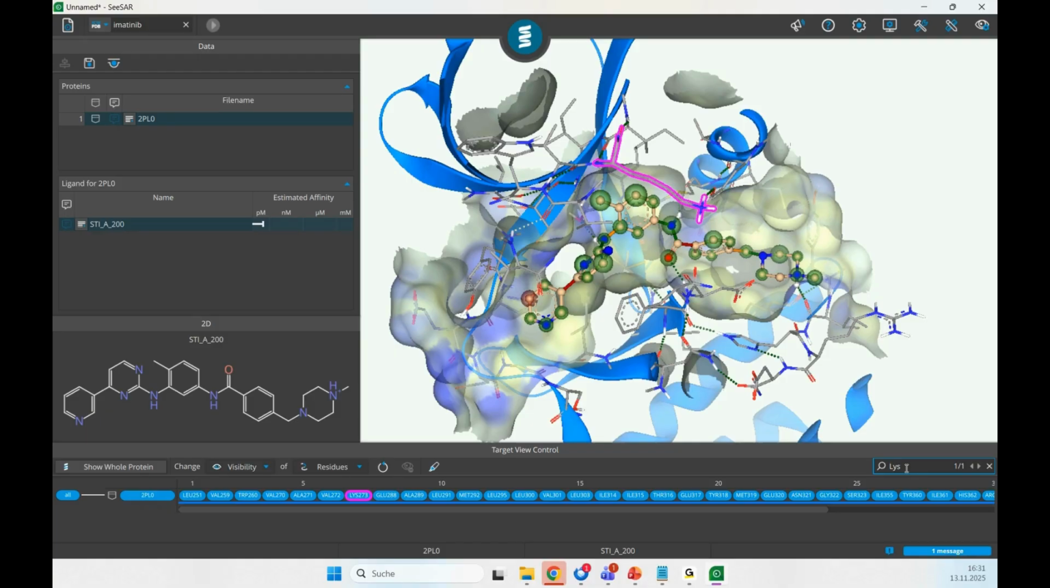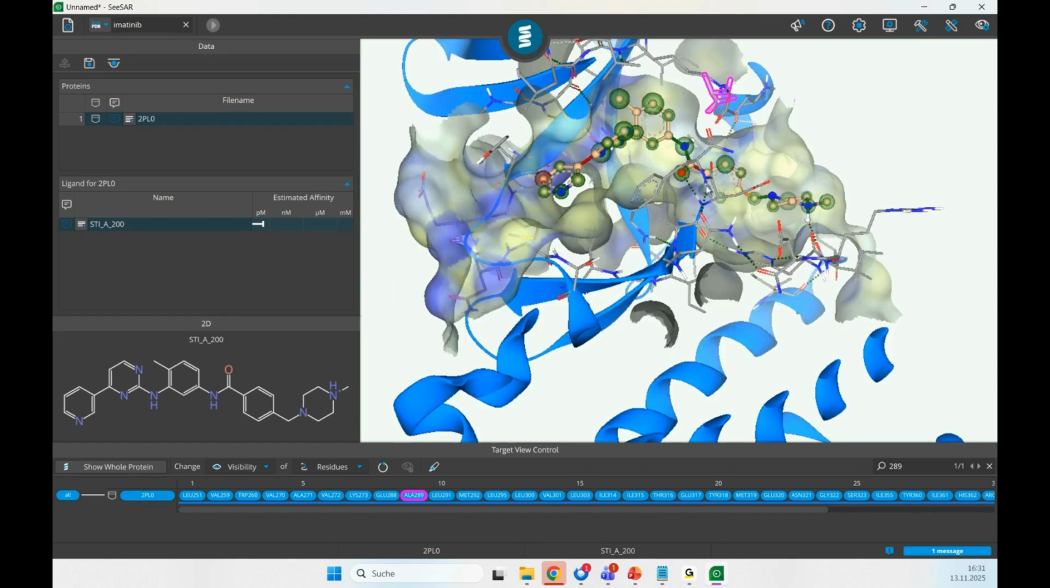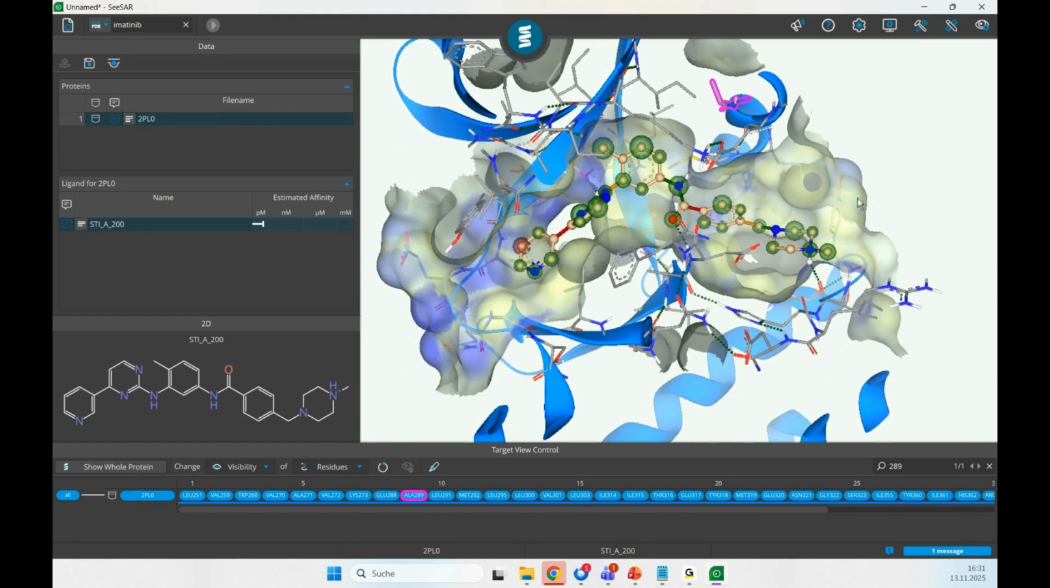I can also use it to look up particular residue numbers like 289. Now I'm seeing the alanine here, and every time something is highlighted, we see it in 2D and in 3D as well. Just to highlight once again, in 2D and in 3D.